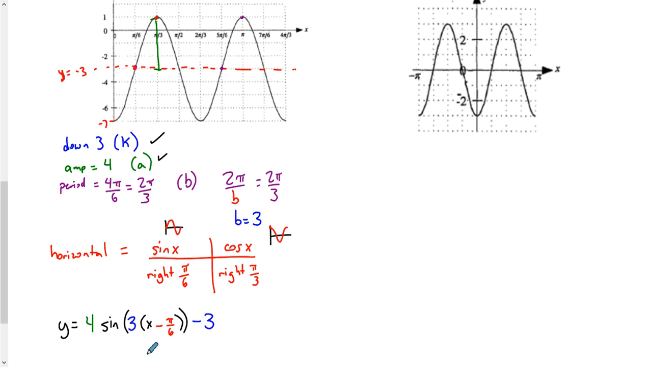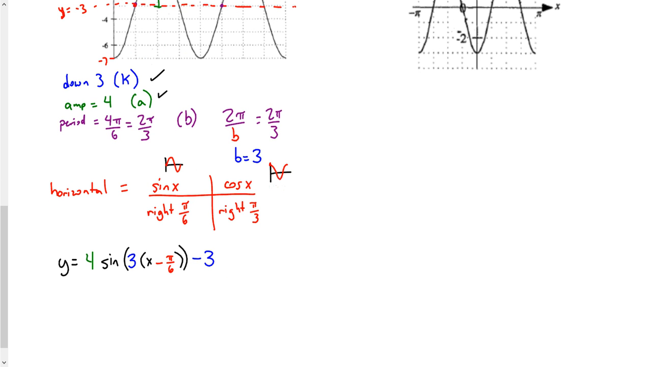This is not the only answer. For example, we could deal with it as moving right 5 pi over 6, because that way we would still be able to start going up, down, and back up. So this number could also be 5 pi over 6. And there's actually an infinite amount of solutions to this.